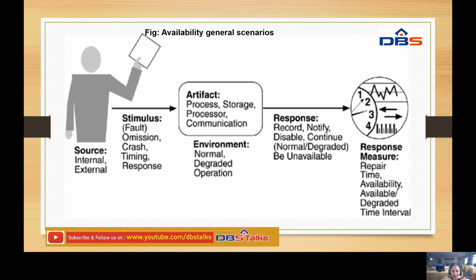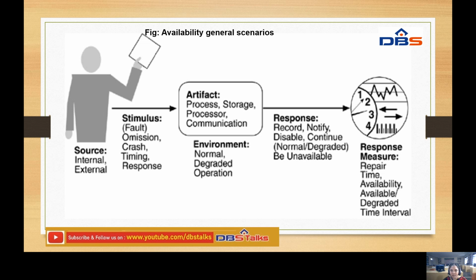Now we need to put these things together. Either the event is internal or external, so the system can get some stimuli, some problems, and the environment reacts accordingly. Sometimes it processes, sometimes it stores, sometimes it communicates, sometimes it is degraded, and sometimes it is normal.